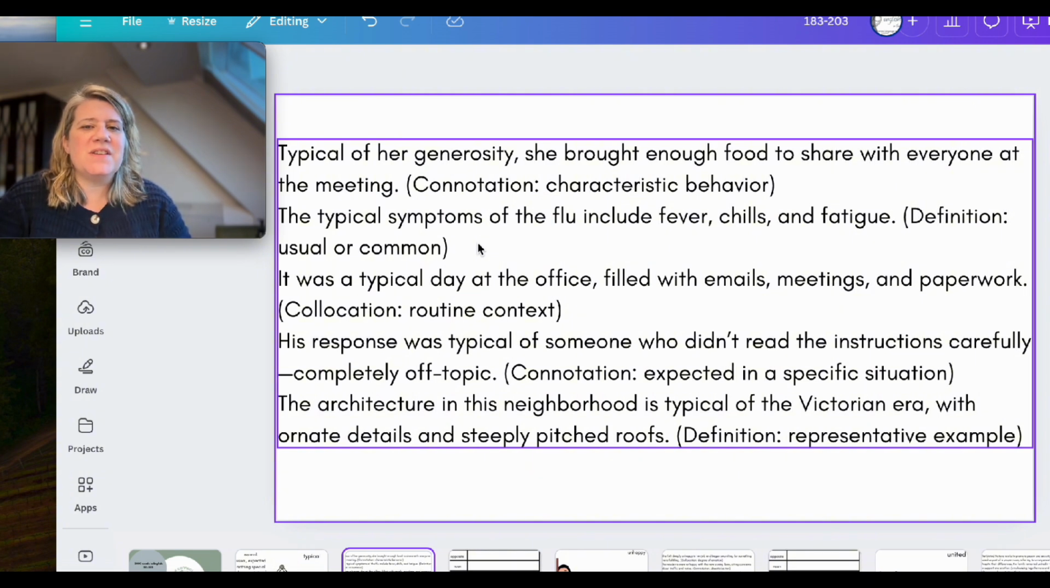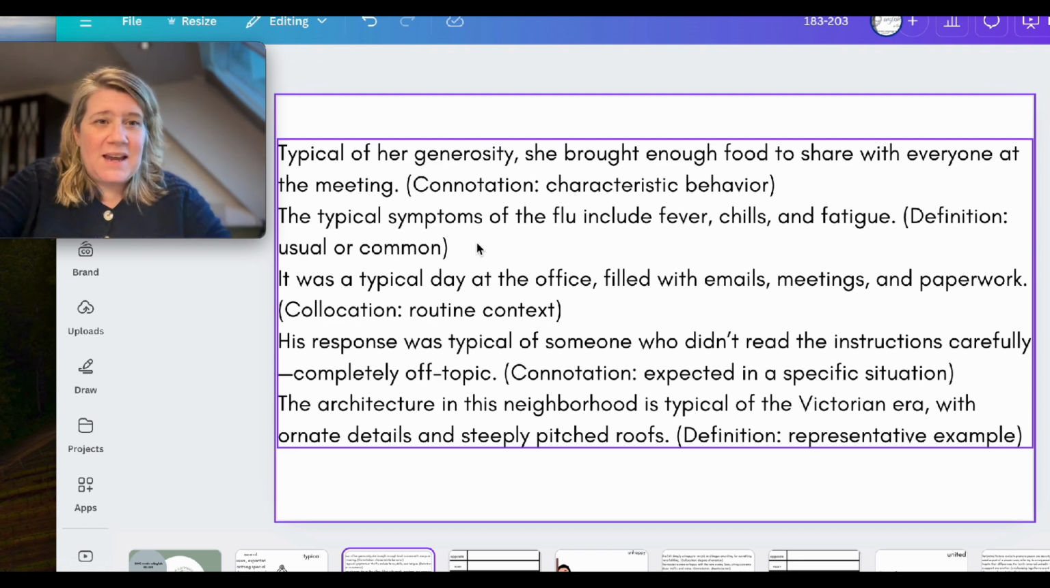The architecture in this neighborhood is typical of the Victorian era, with ornate details and steeply pitched roofs. So, typical can also mean a representative example. It's typical. I'm going to show you some wallpaper.